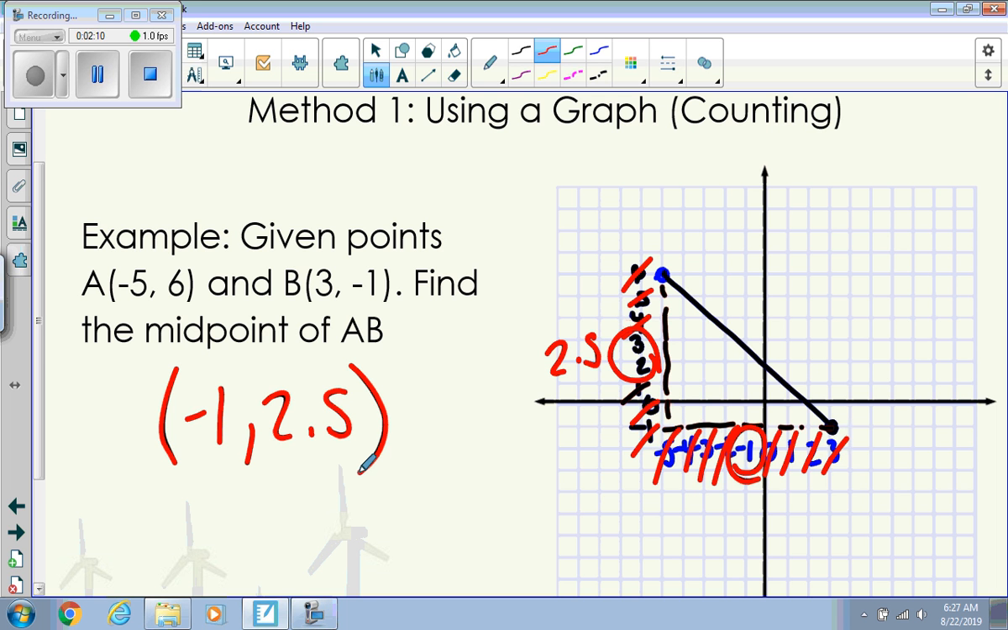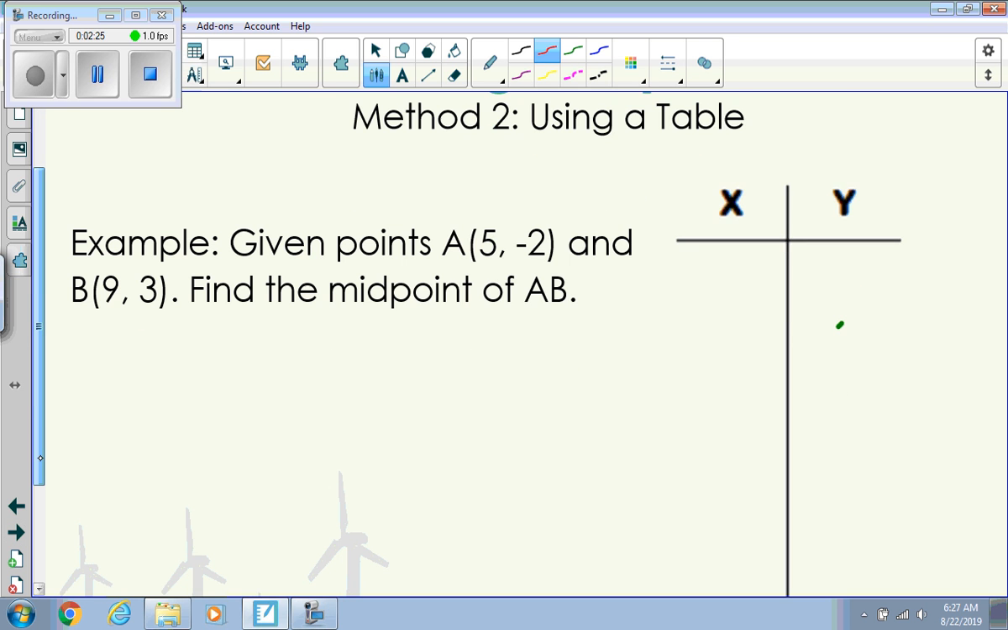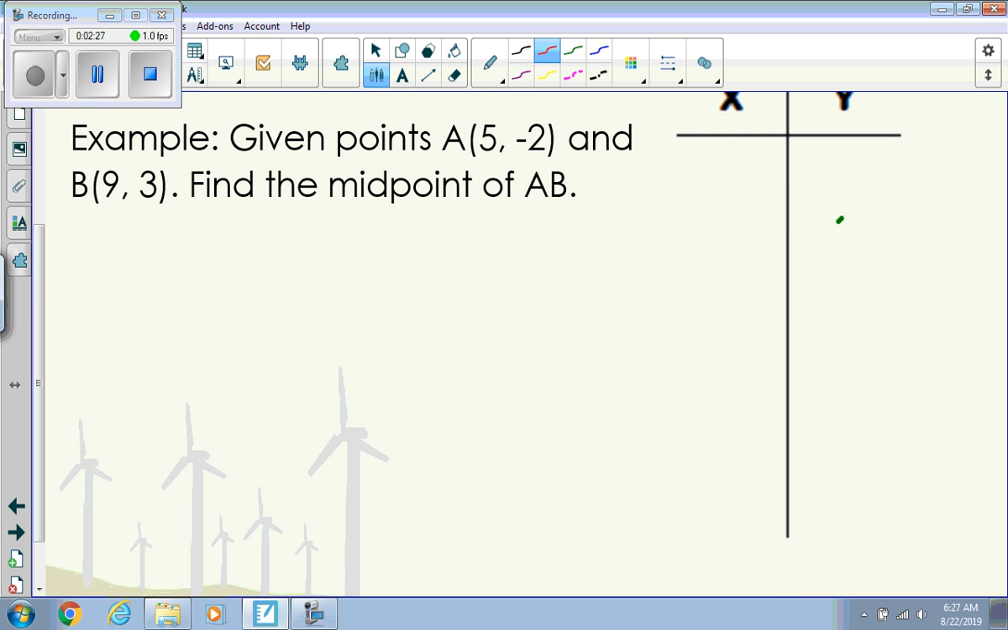And if we go over and we check that, right? So here's -1, 2.5 as our midpoint. Okay, so that's the graphing method. Then we've got the chart, which is extremely similar to the graph, but now we don't have to draw the picture, so it's making it one step easier.